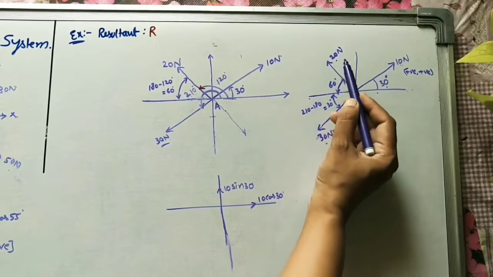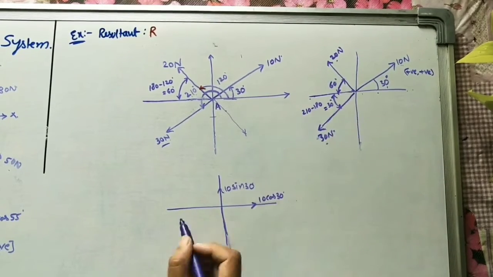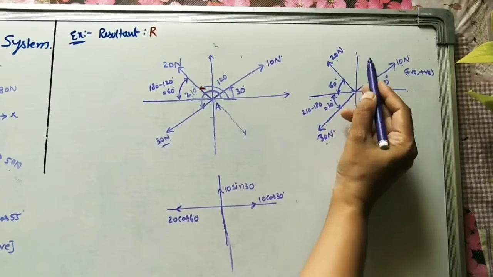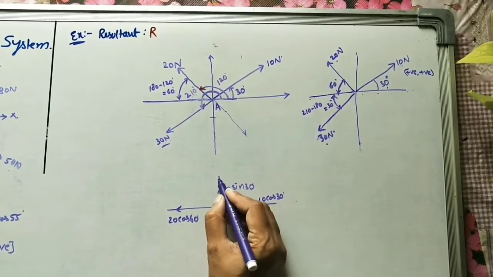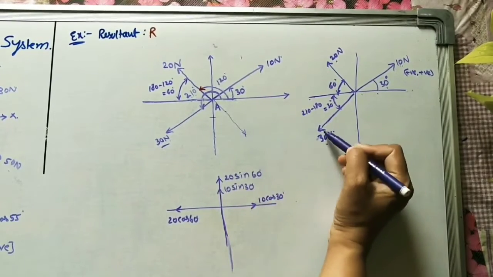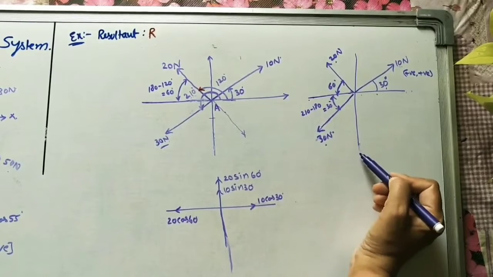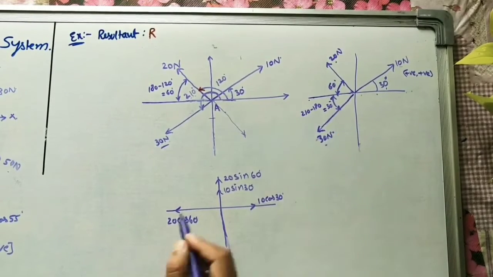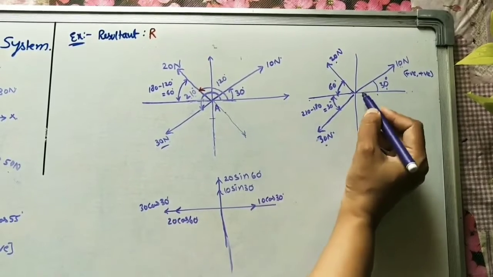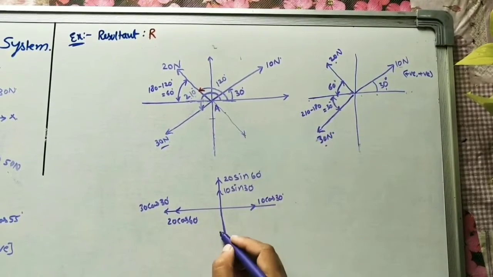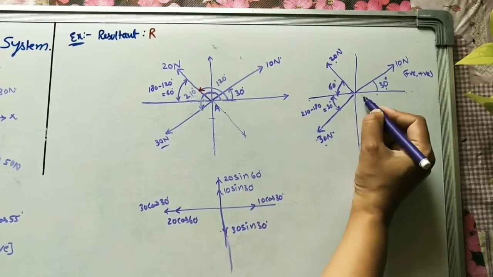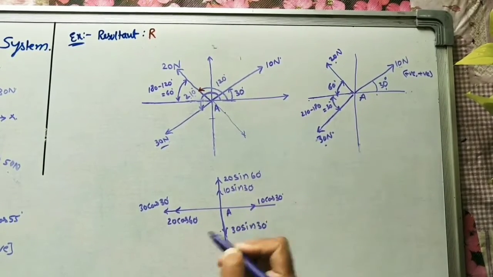What is the horizontal component? Cos will come, 20 cos 60. Vertical is positive, 20 sine 60. For this force, both horizontal and vertical are negative. 30 cos 30. Vertical is downward, 30 sine 30. So in it also we have to find the resultant force at point A.